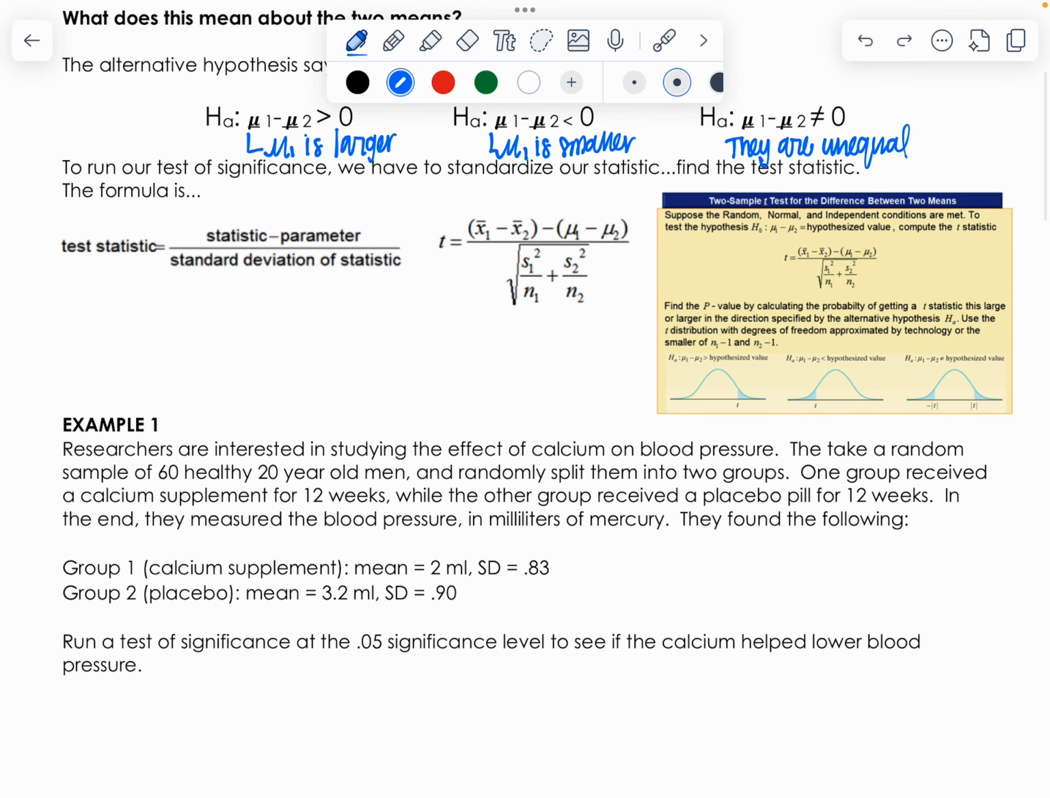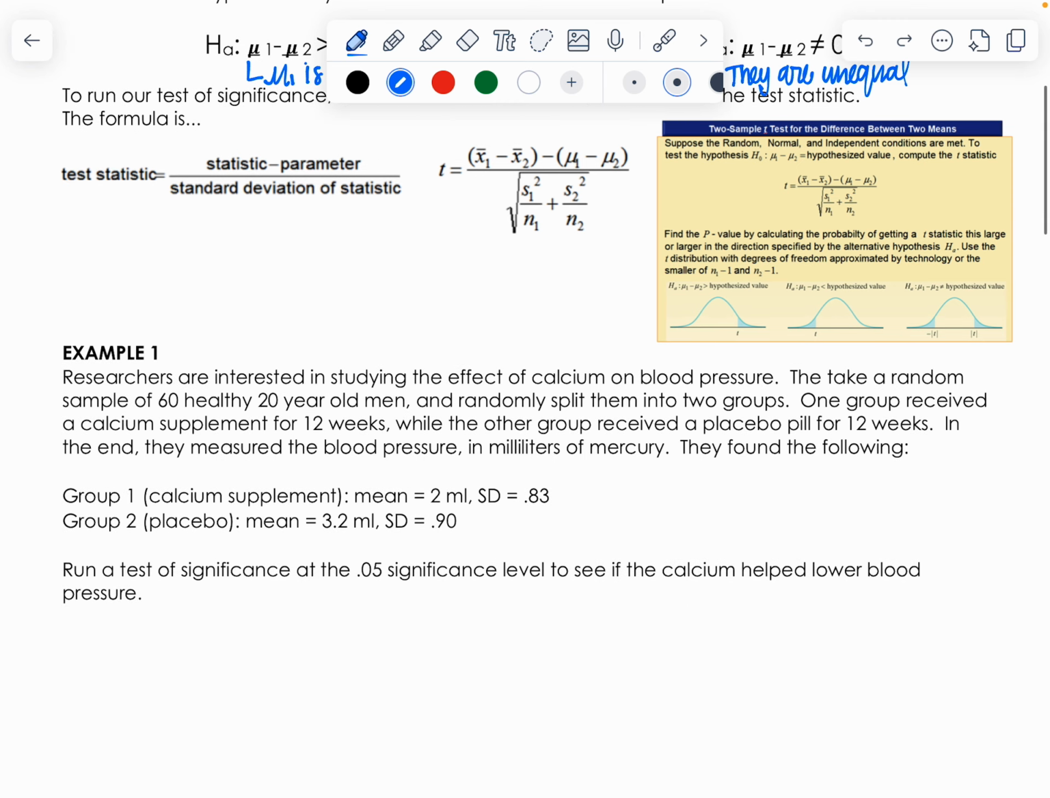All right, so researchers are interested in studying the effect of calcium on blood pressure. They take a random sample of 60 healthy 20-year-old men and randomly split them into two groups. One group received a calcium supplement for 12 weeks, and the other group received a placebo pill for 12 weeks. In the end, they measured the blood pressure in milliliters of mercury, and they found the following. Group 1 had a sample mean of 2 with a standard deviation of 0.83. Group 2 had a sample mean of 3.2 and a standard deviation of 0.9.